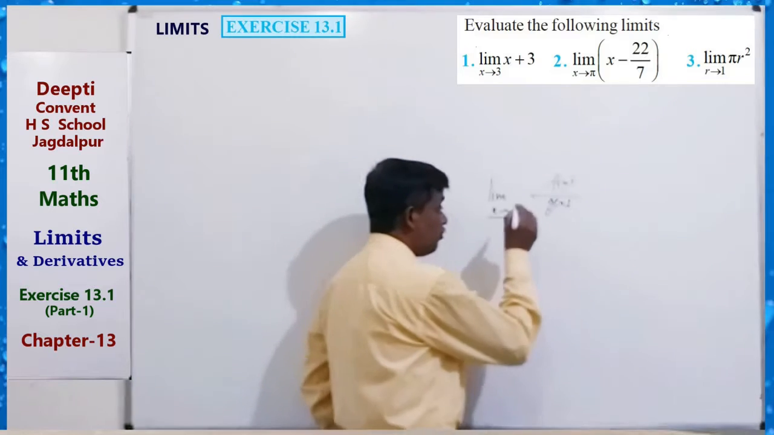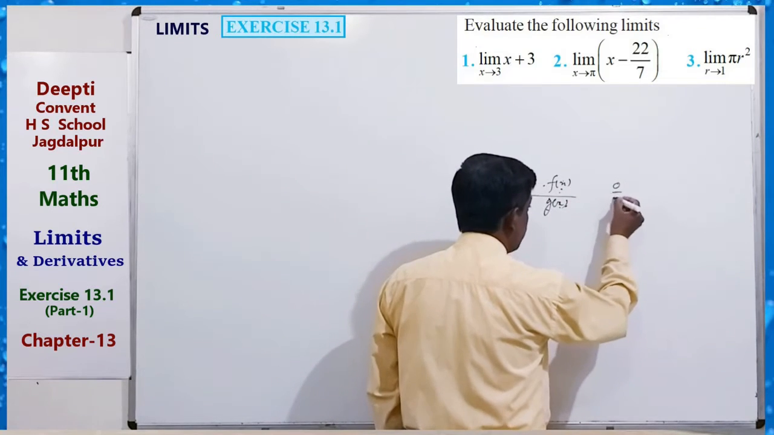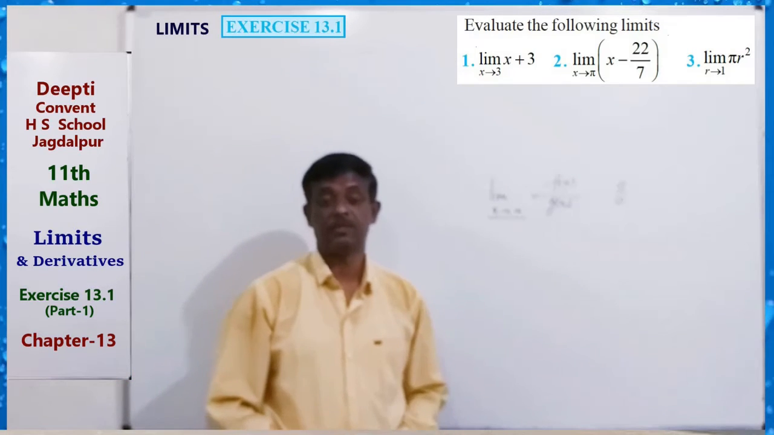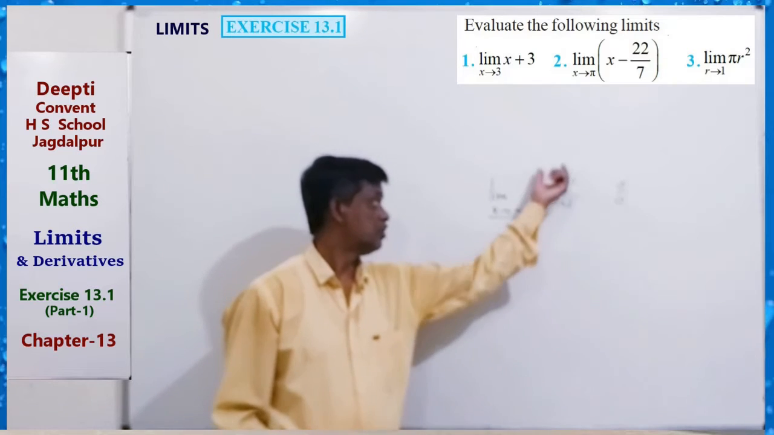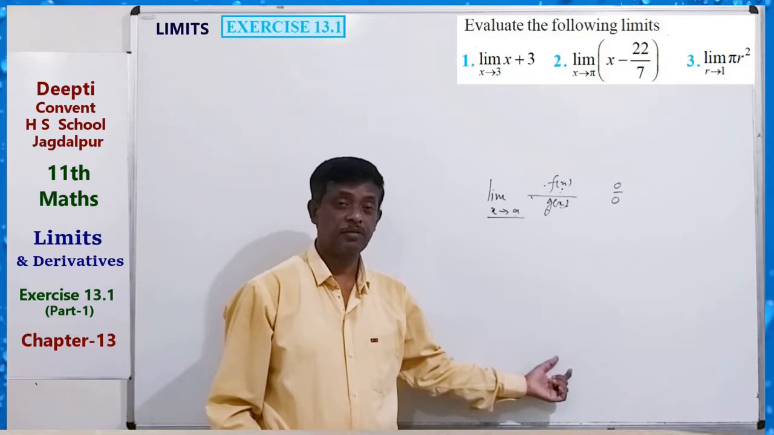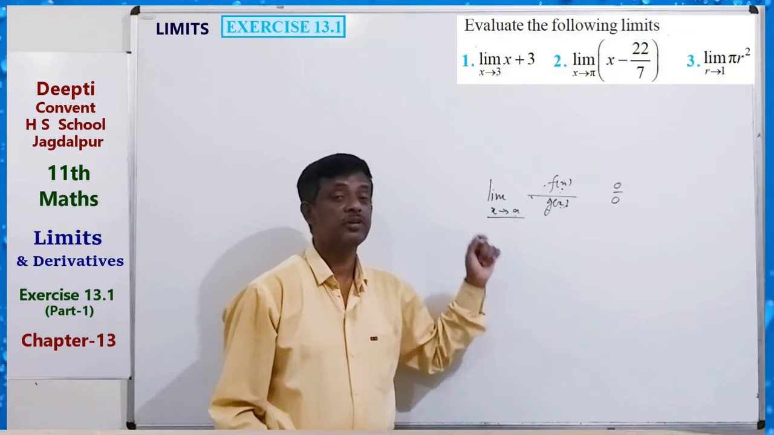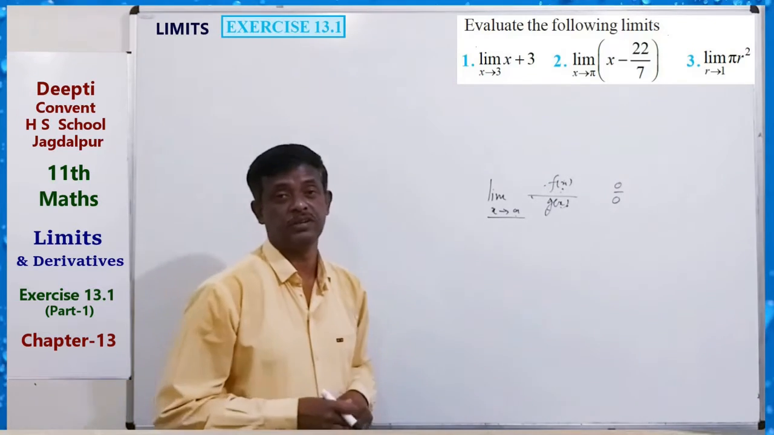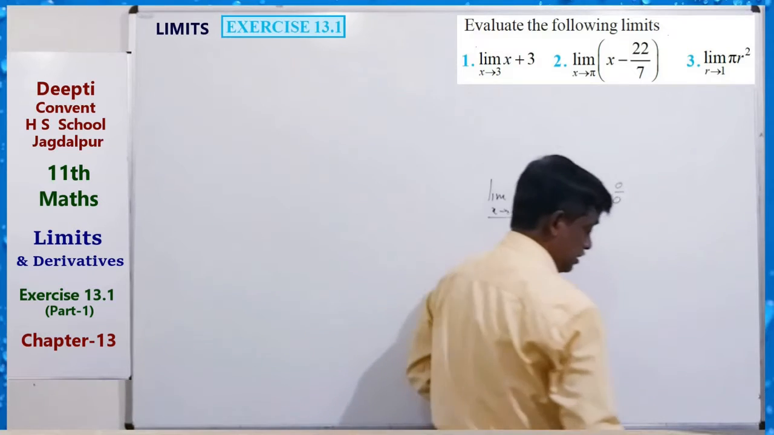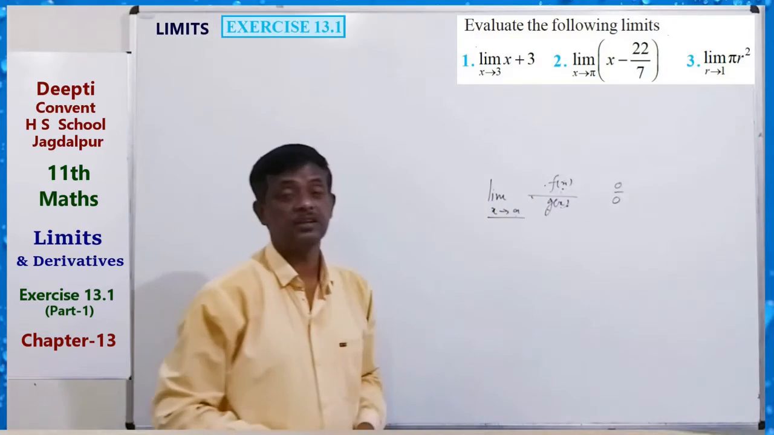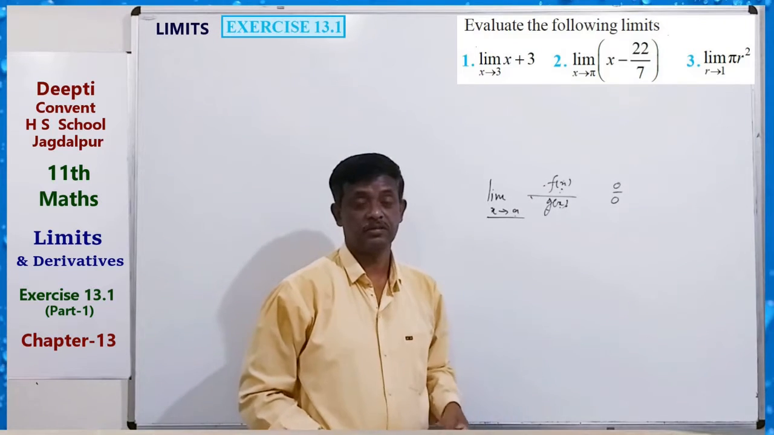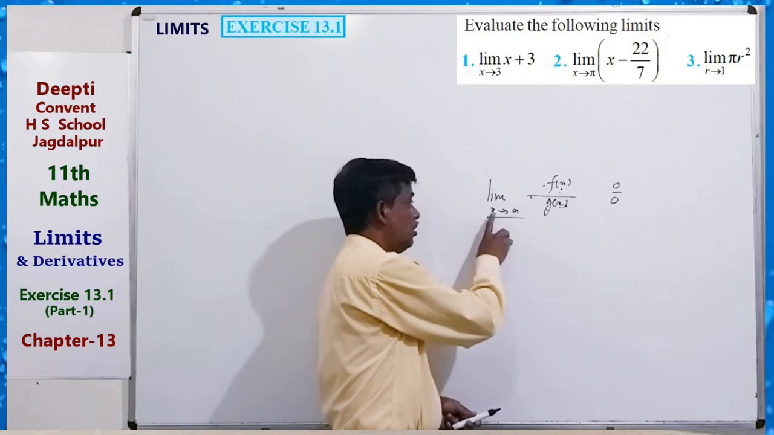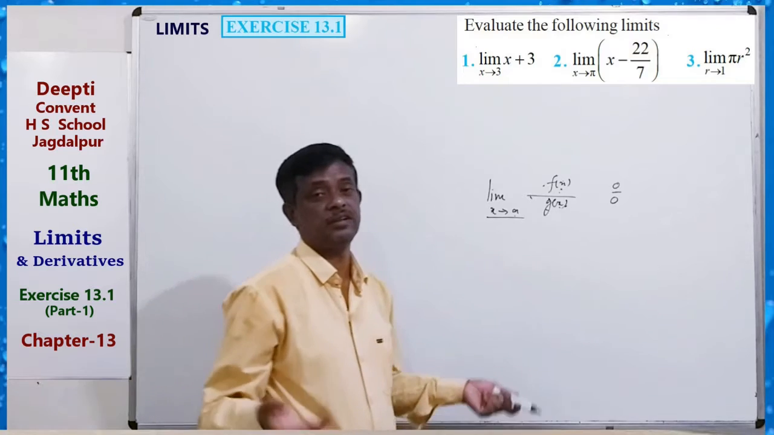So whenever we see the 0 by 0 form, that is numerator 0 and denominator 0 for the value x equal to a, we try to reduce this function to such a form that we can put x equals to a and find some definite value. That will be the limit. There will be some common factor, so remove the common factor and then find the value at x equal to a. If a definite value is obtained, that is the limit.